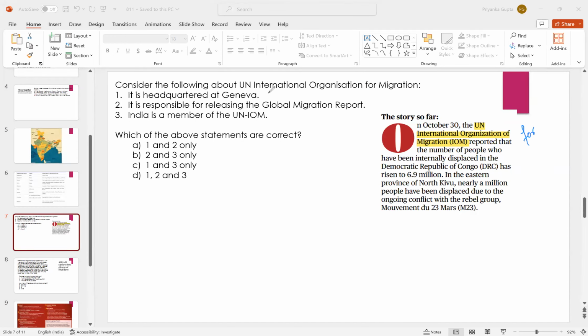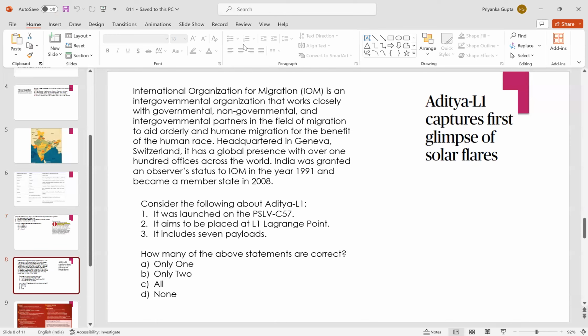So it is headquartered at Geneva. It is responsible for releasing the Global Migration Report. India is a member of the UNIOM. Which of the above statements are correct? These are your options. Take your time to answer the question and then come to this slide, which talks about it in detail.